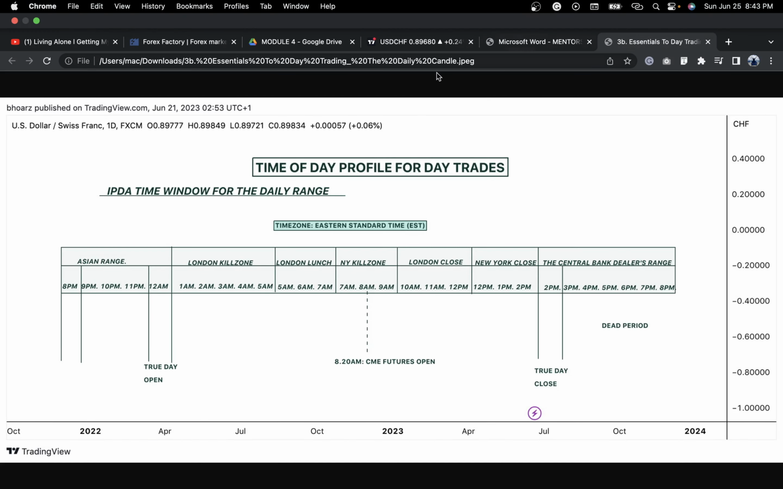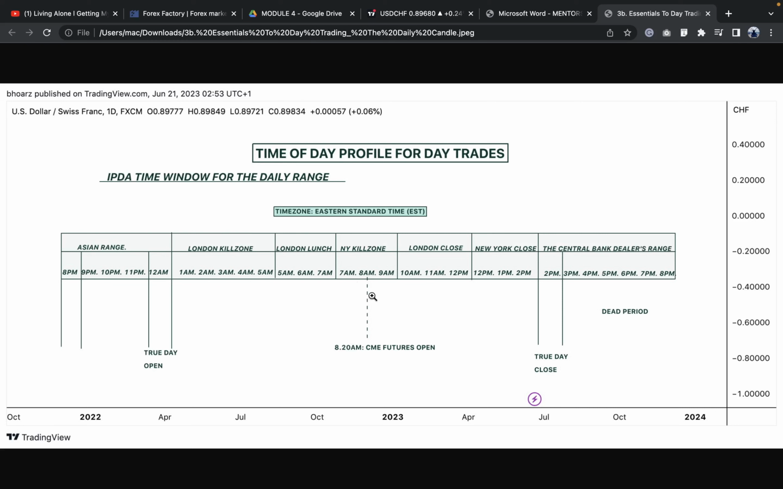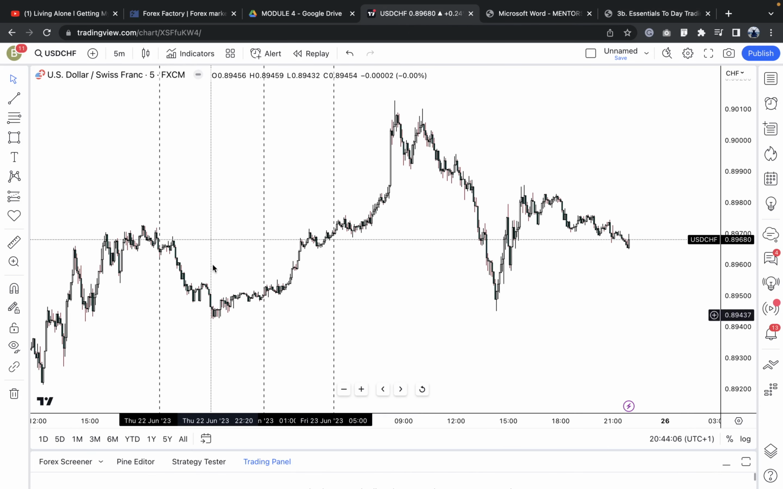Okay, again, going back to that JPEG file I dropped in terms of the time zone, you can see the central bank dealers range. The time period for that is 2 p.m. to 8 p.m. Eastern. And for the Asian range, it is 8 p.m. to midnight New York open. So we have the central bank dealers range here, and we have the Asian range here. Now you can see on the central bank dealers range, we don't like to see price action like this. We don't like to see the market see any kind of significant displacement. We want to see sideways price movement.